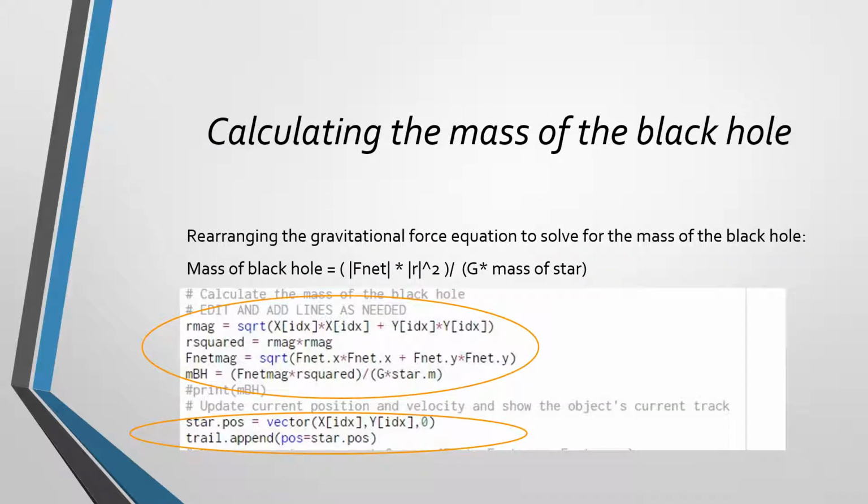Once again, still within the while loop, this segment of the code is dealing with calculating the mass of the black hole. So, rearranging the gravitational force equation to solve for the mass of the black hole, we get the mass of the black hole is equal to the magnitude of the net force times the magnitude of the distance between the star and the black hole squared, all divided by the gravitational constant times the mass of the star. Below is the code which represents the equations in the first circle. The second circle represents the part of the code where the star position is updated for the next loop and a trail is left behind for visual purposes.